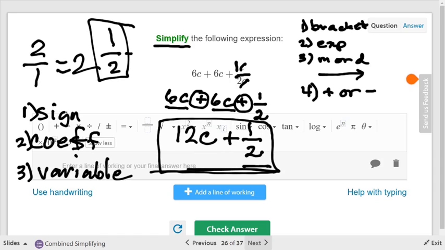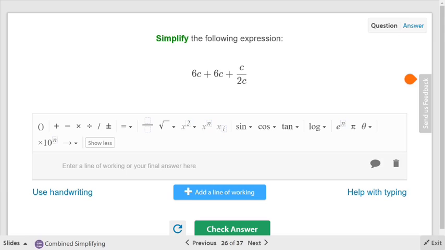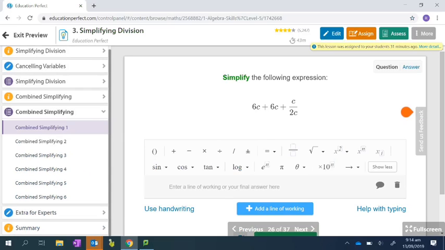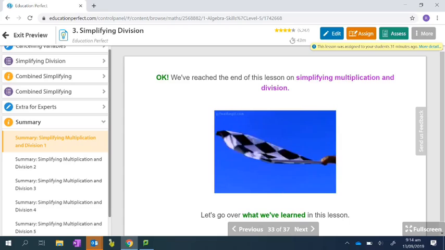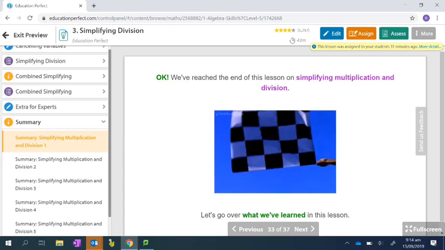Don't forget things you already know. 1 divided by 2 is not 2. 1 divided by 2 is 1/2, right? That's straight arithmetic. You know that. Okay? All right. So be careful with those. All right, let's go through our answer. What was the answer? The answer was 12c plus 1/2. Okay, got it?